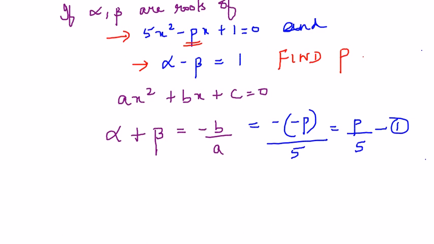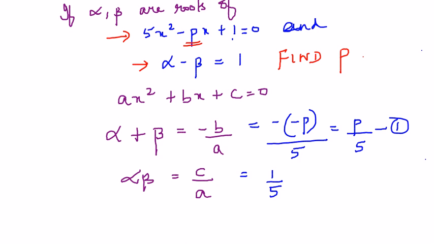The next thing is we're going to find out the product of the roots, alpha beta. Product of the roots is equal to c by a, right? And in this case c is equal to 1. So it's going to be 1 by 5. So let's leave it as it is.